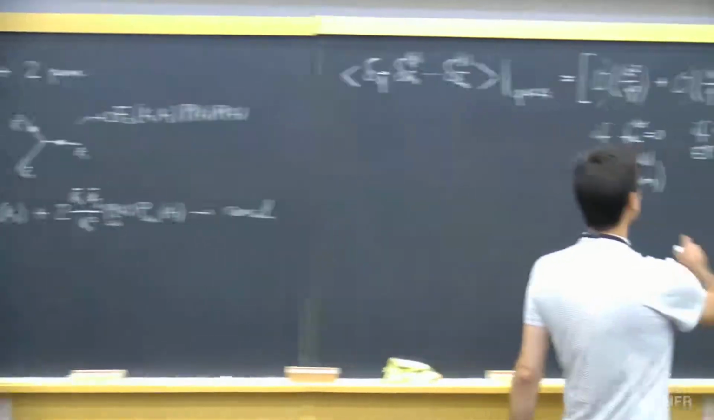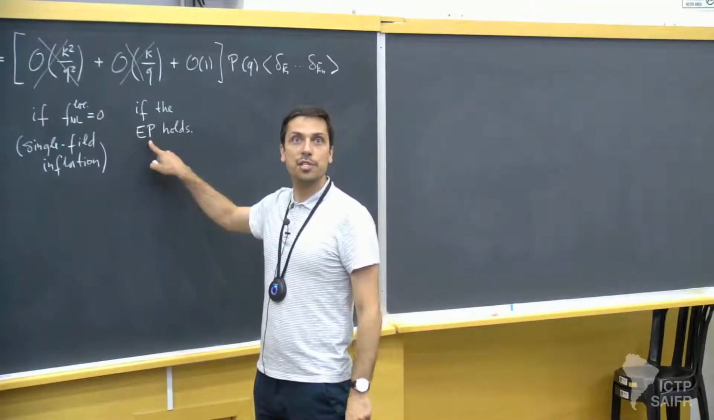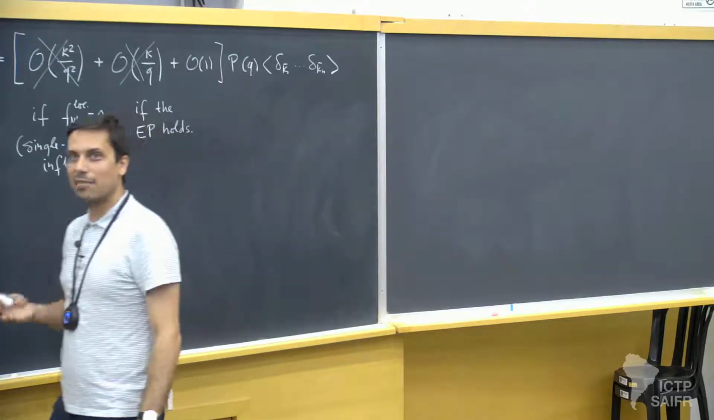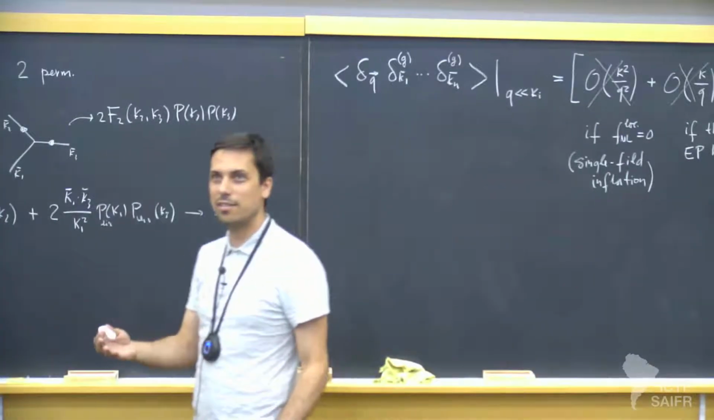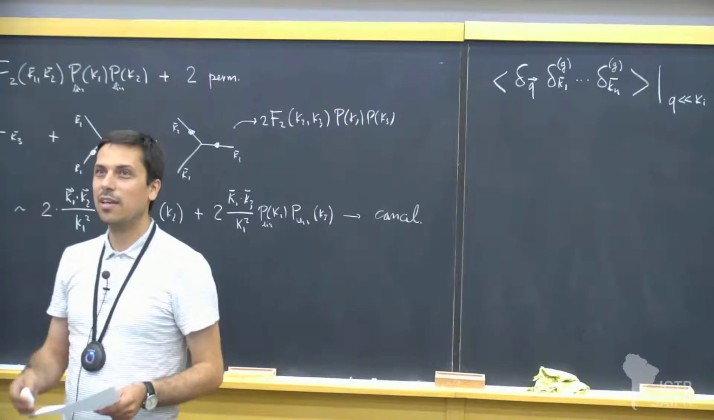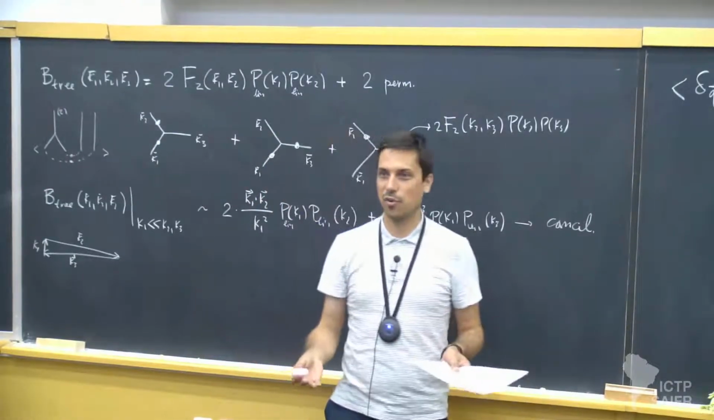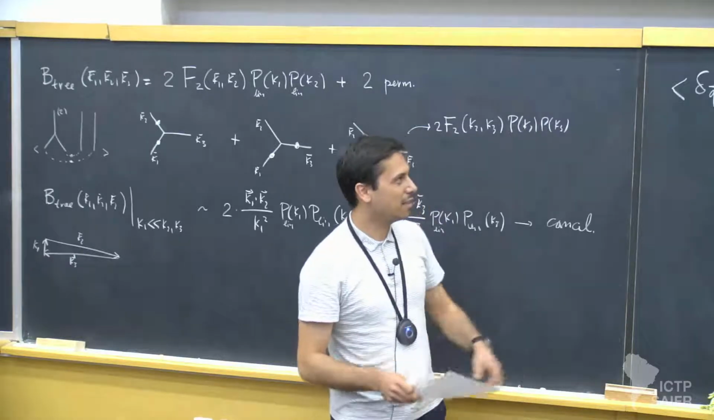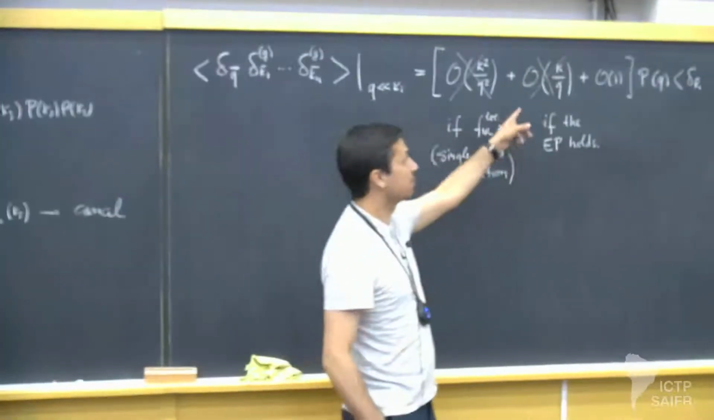Yes, the second assumption is that the equivalence principle holds, meaning that all species feel gravity in the same way. Galaxies fall in the gravitational field in the same way as dark matter particles fall in the gravitational field. If that is violated, then there will be this divergence.